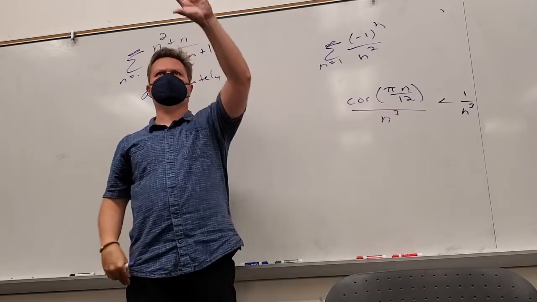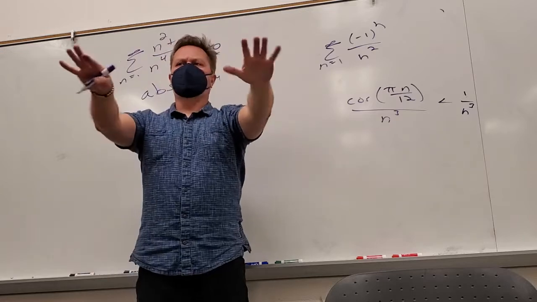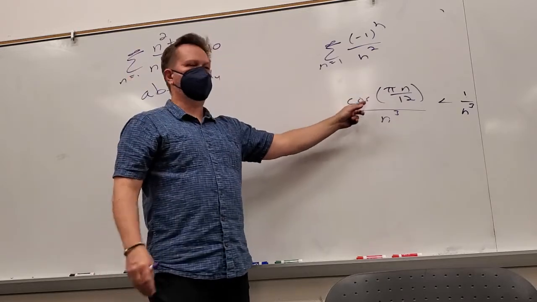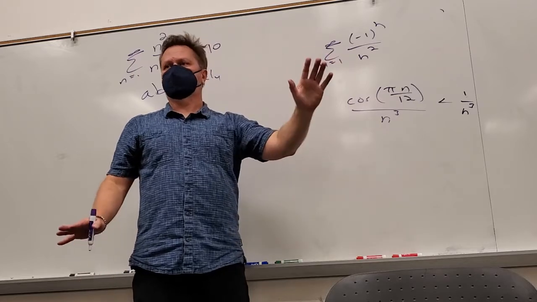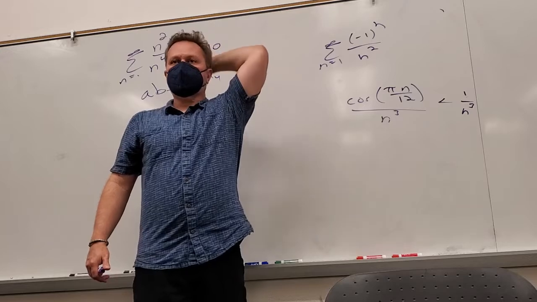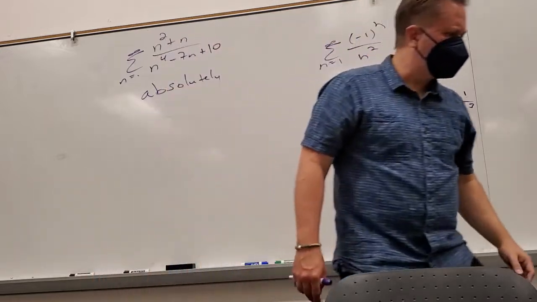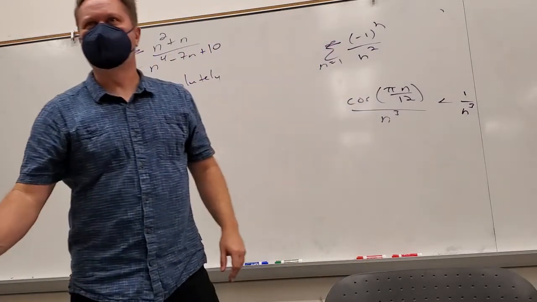So anytime you see a bounded function, and what's the most common bounded function? Sine and cosine, right? If you see a bounded function, it's screaming for direct comparison. Yes. If we were to do absolute convergence, though, if we were to just put absolute value bars in front of that, that would still.